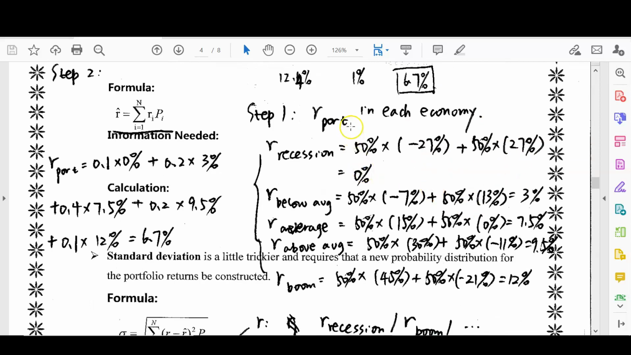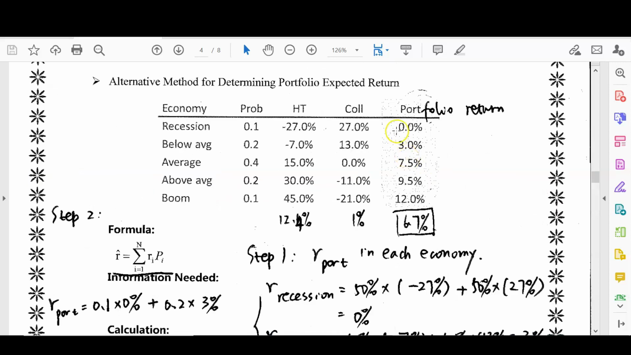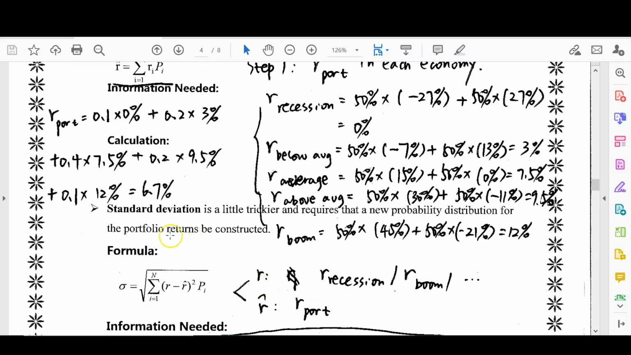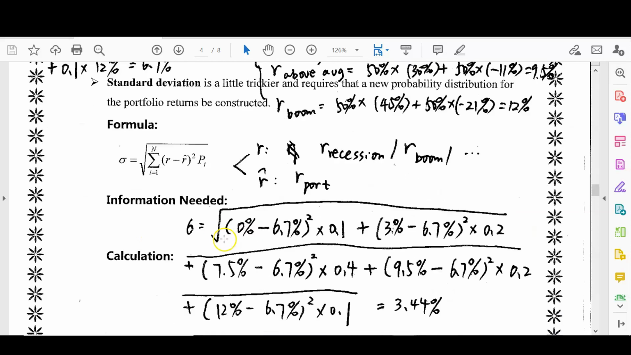Okay, so we have all the returns in each scenario. And then we use the 5 returns multiplied by the 5 probabilities, 0.1, 0.2, 0.4, 0.2, 0.1. Add them up. So we have 6.7%. Okay, so this is another way to solve for expected return. When we want to calculate standard deviation, it's a little bit trickier and requires a new probability distribution for the portfolio returns to be constructed.